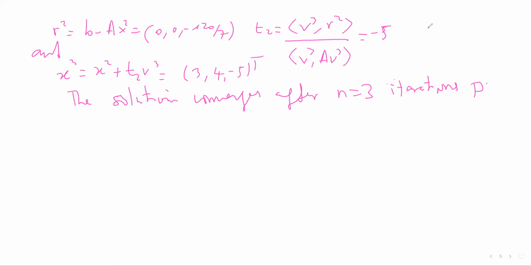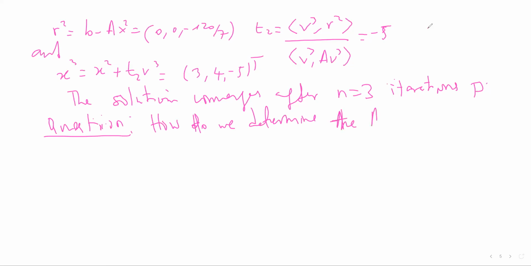Of course, the question is, how do we determine these A orthogonal vectors, right? And the examples were given. That's the main question. How do we determine these A orthogonal sets? Theorem. This theorem gives us an idea of how to determine these A orthogonal sets.